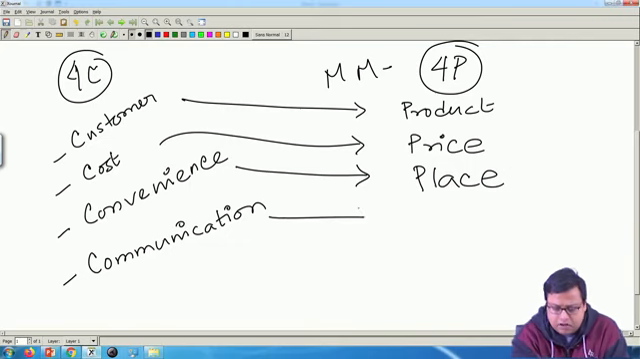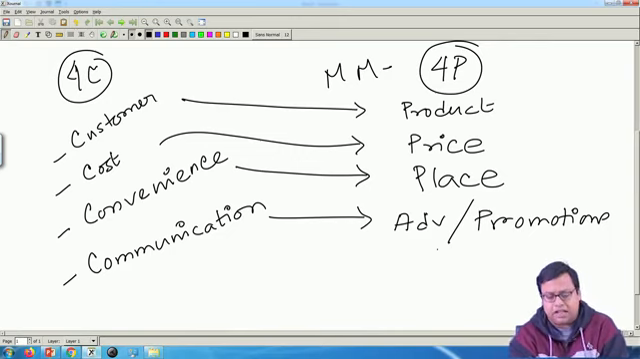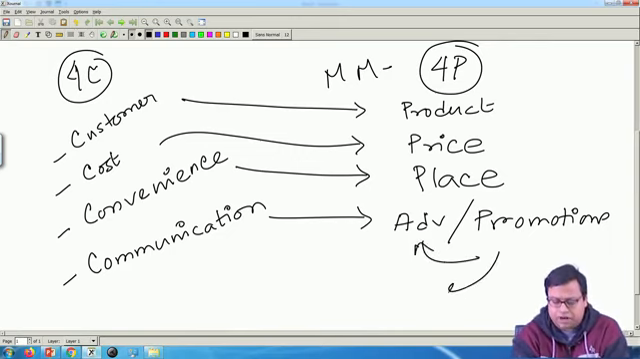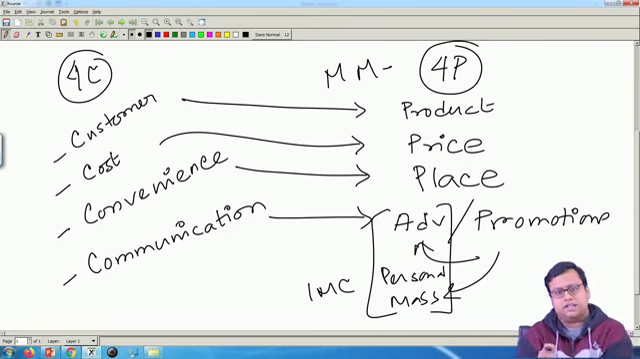And the last one is the communication, basically what kind of advertisements or promotions. Promotions will majorly include advertisements and also other types of communication. So, integrated marketing communications will come here. It can be advertisement, it can be personal communication, it can be mass communication, and so on. All of these things come under the promotion. So, 4P is basically product, price, place and promotion.